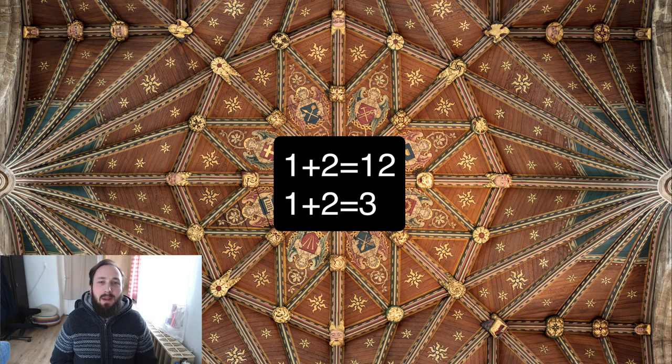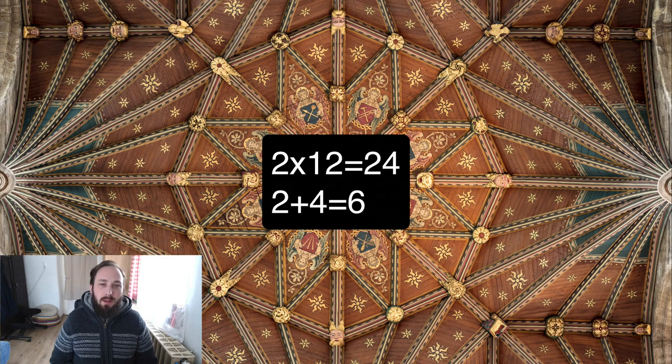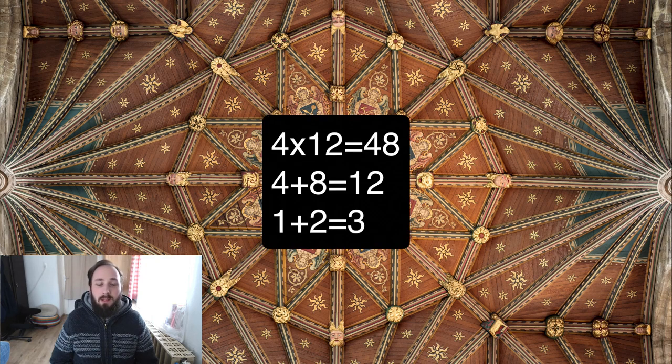Now let's do some math here. 1 times 12 equals 12. 1 plus 2 equals 3. 2 times 12 equals 24. 2 plus 4 equals 6. 3 times 12 equals 36. 3 plus 6 equals 9. 4 times 12 equals 48. 4 plus 8 equals 12. 1 plus 2 equals 3.